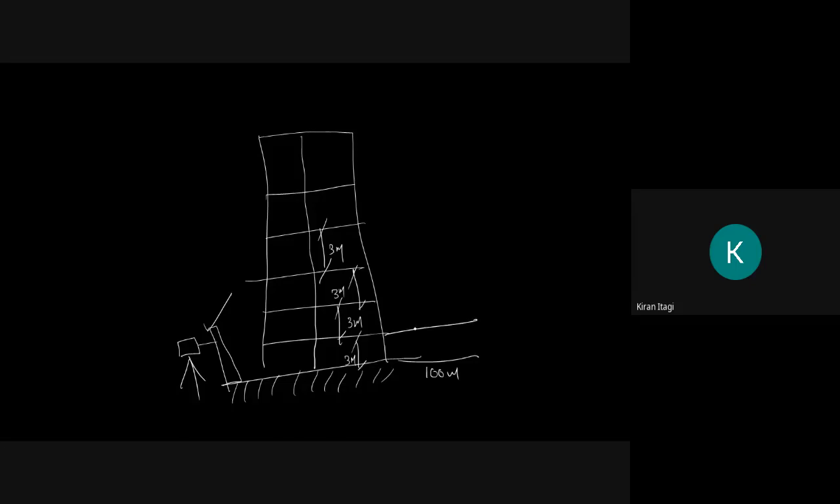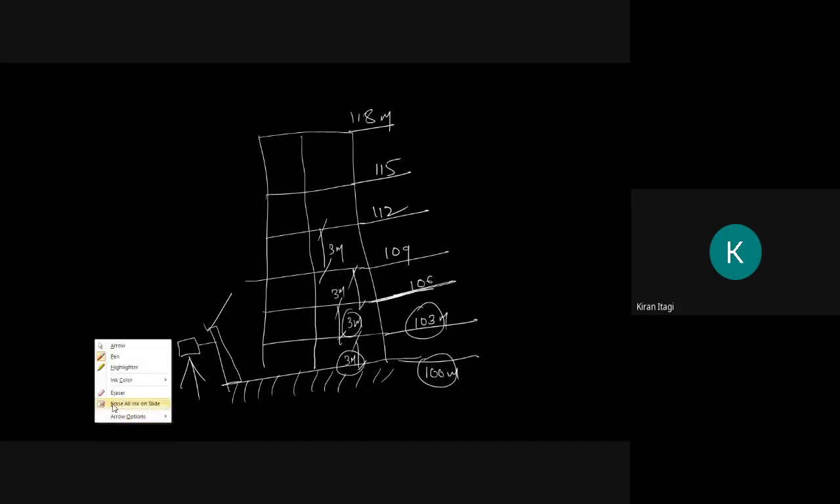Therefore, this level will be how much? 103 meter, because 100 plus 3. Now 103 plus 3 is how much? This level will be 106. This will be 109. This will be 112. This will be 115. And this will be 118. Okay. So this also we will use in building work and in some site work.